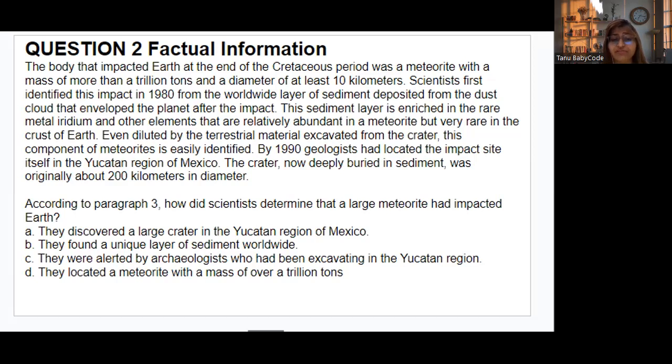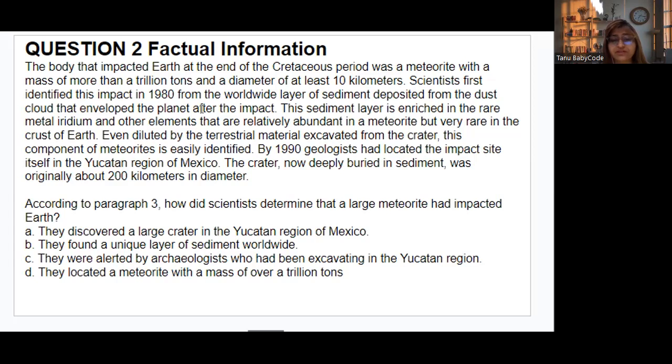Look at B. They found a unique layer of sediment worldwide. Yes. So see here, this sediment layer and the worldwide layer of sediment deposit from the dust cloud. So they mention a worldwide layer of sediment, and the third sentence explains how it's unique. So this is the correct one. C, they were alerted by archaeologists who had been excavating in the Yucatan region. So see C, there is no mention in the paragraph about any archaeologist working in the Yucatan region, right?